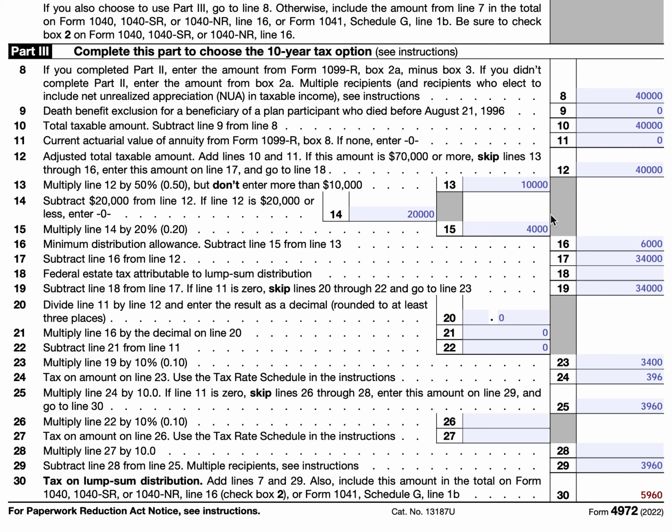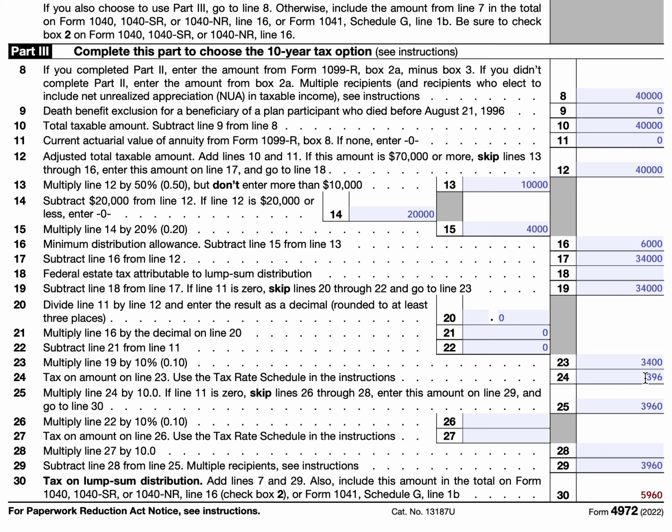So we're going to go through the math here on line 20. We divided line 11, which was 0, by line 12, $40,000. We came up with 0. We multiply line 16 by the 0 to get 0, and then we'll subtract the 0 from the 0 in line 11 to come up with 0. So the tax on the amount on line 23, the line 19 amount, we multiply that by 10% to get $3,400.